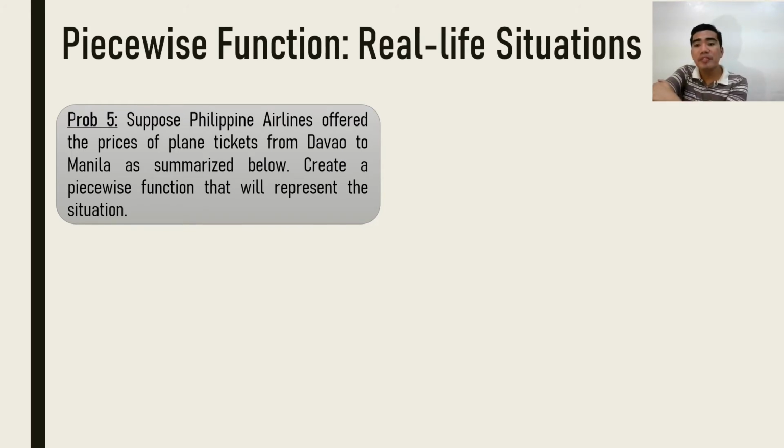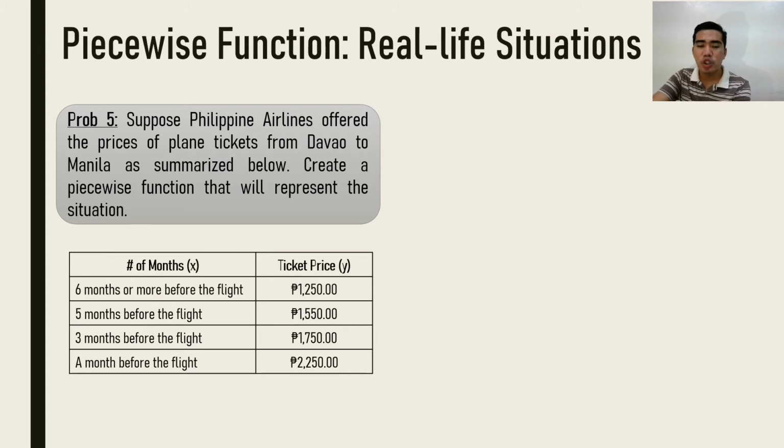For problem number 5, of course, it is different from problem number 4. Let's say, suppose Philippine Airlines offers the prices of plane tickets from Davao to Manila as summarized below. So the prices of tickets are given. First is to draw. Let's show first the given data. This is the given data from Philippine Airlines.